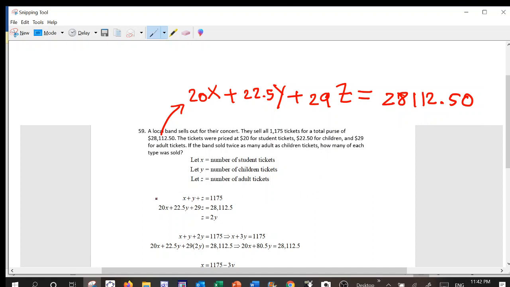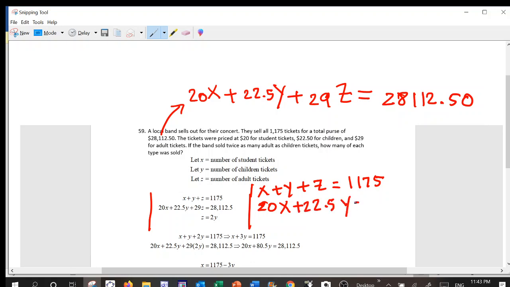Okay, so this is the system, but it's not organized the way we like it. The first equation is good, x plus y plus z equals 1175. The second equation is good too: 20x plus 22.5y plus 29z equals 28112.5. But the last one is not the way we like it.